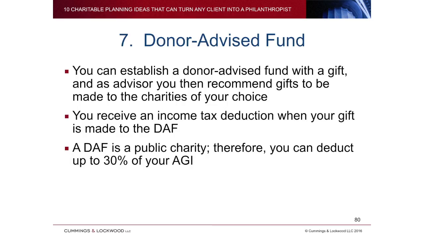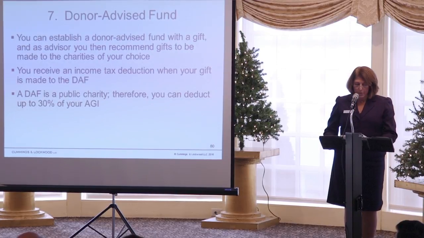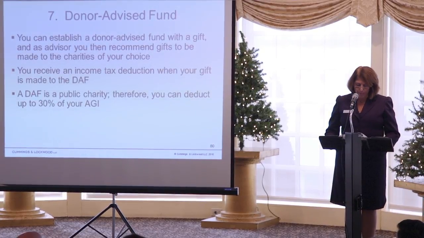Number 7 is a donor-advised fund. The client can establish a donor-advised fund with a gift, and as the advisor, the client can then recommend gifts to be made to the charities of his or her choice. The donor, as advisor, can recommend gifts throughout his or her life to charities from the donor-advised fund, both public charities and private foundations. Keep in mind that the advisor's recommendations will likely be honored, but it is up to the custodian to approve the recommended gifts.